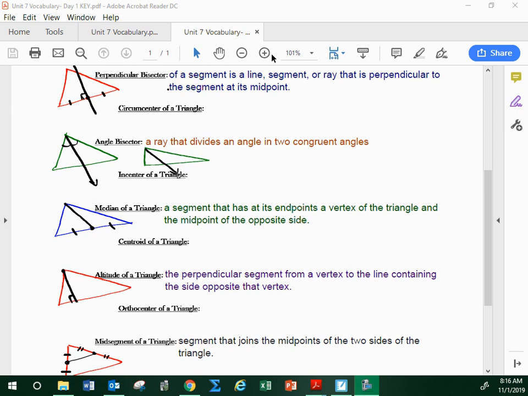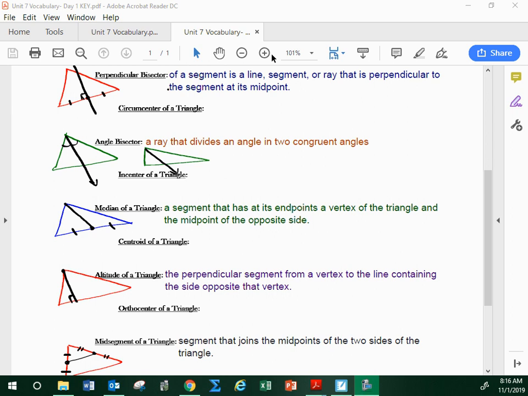Now, sometimes it might go through the vertex in a triangle. Sometimes it might go through the opposite angle. If it does, it doesn't necessarily mean that it cuts it in half. It might, depending upon the triangle, but it does not have to. Its only requirement is that it's perpendicular and that it bisects.